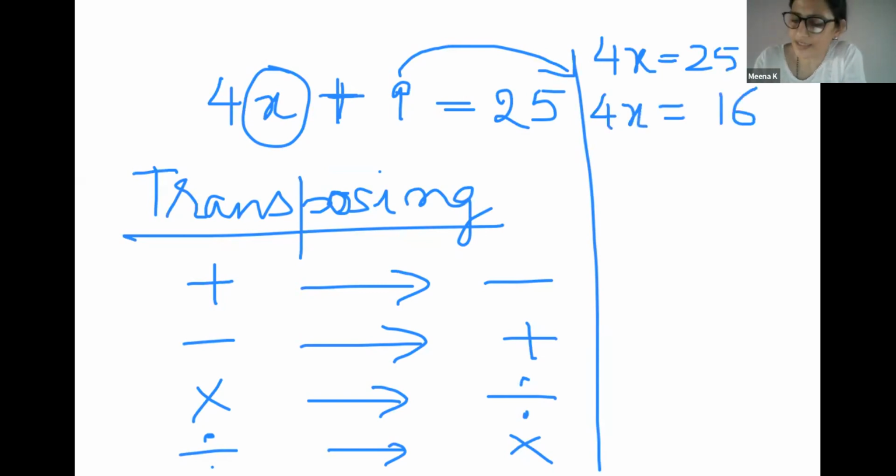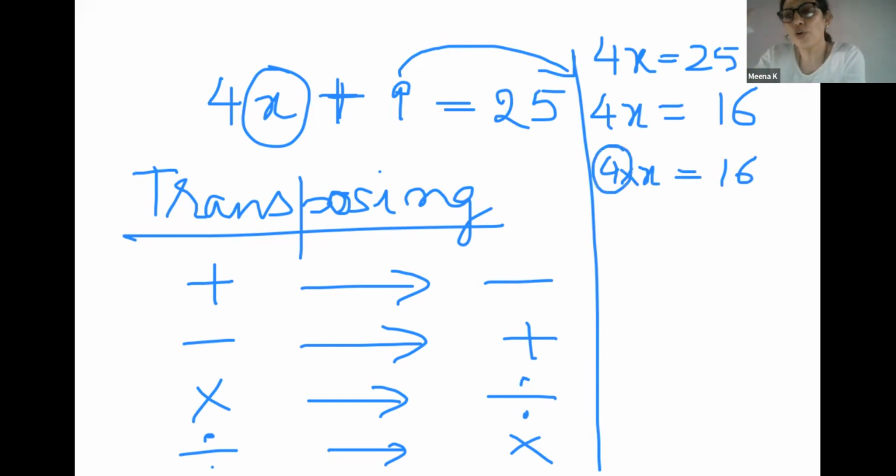Yes. So we are getting 4x equals 16. Now we don't want the value of 4x. We want the value of only x. When I write it like this, 4x, it means 4 is being multiplied by x. Children, you remember this thing? 4x means 4 is being multiplied. Now I have to remove this 4 from here.